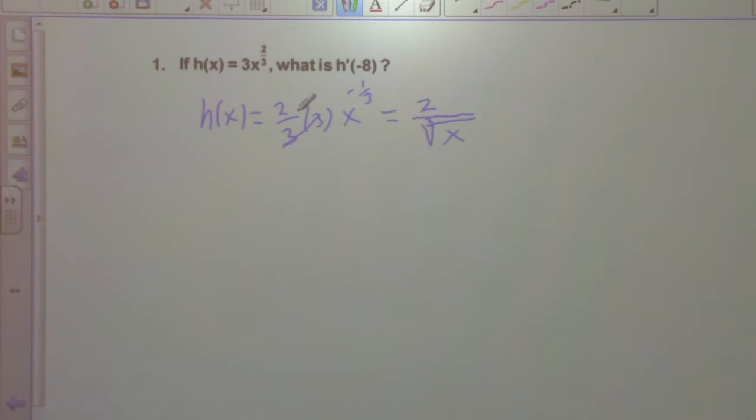And let's see if I'm forgetting something. And n times the root of the inside. Yeah, I think that's about right.